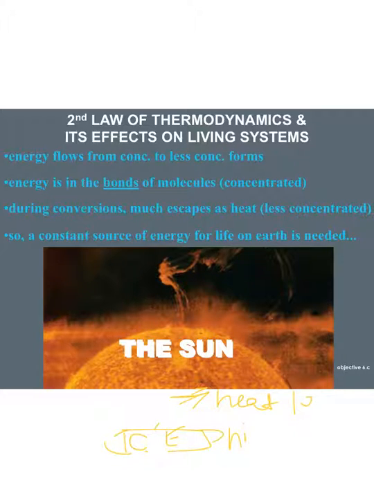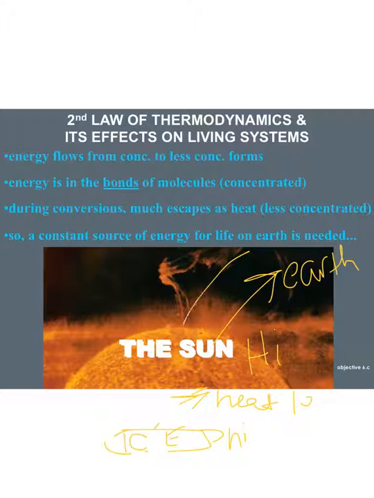Another example is the sun. The sun is obviously very highly concentrated with energy. The sun's energy escapes and hits the earth, which is less concentrated with energy than the sun. We never send energy back the other way, right? We never send energy from the earth to the sun. That does not happen. So energy flows from the sun, the area of high concentration, to the earth, an area of low concentration.